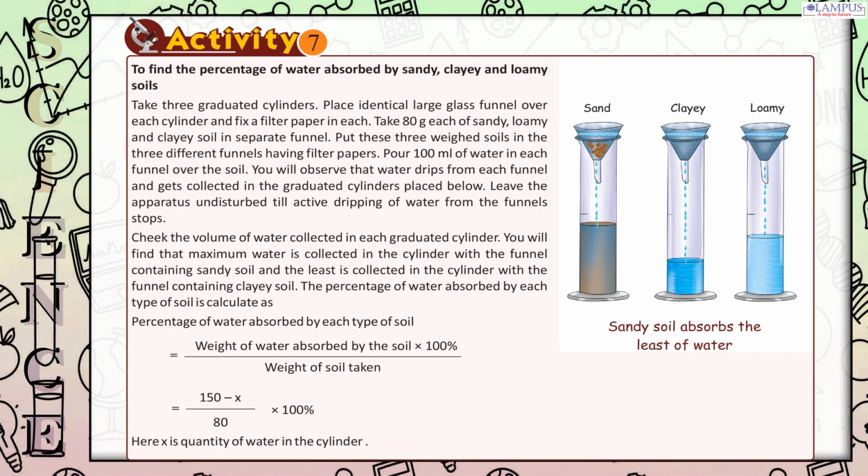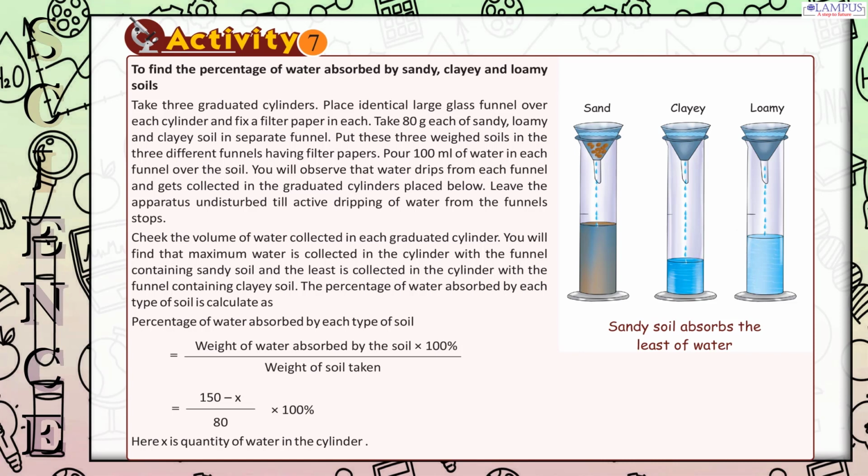You will observe that water drips from each funnel and gets collected in the graduated cylinders placed below. Leave the apparatus undisturbed till active dripping of water from the funnel stops. Check the volume of water collected in each graduated cylinder. You will find that maximum water is collected in the cylinder with the funnel containing sandy soil and the least is collected in the cylinder with the funnel containing clay soil.